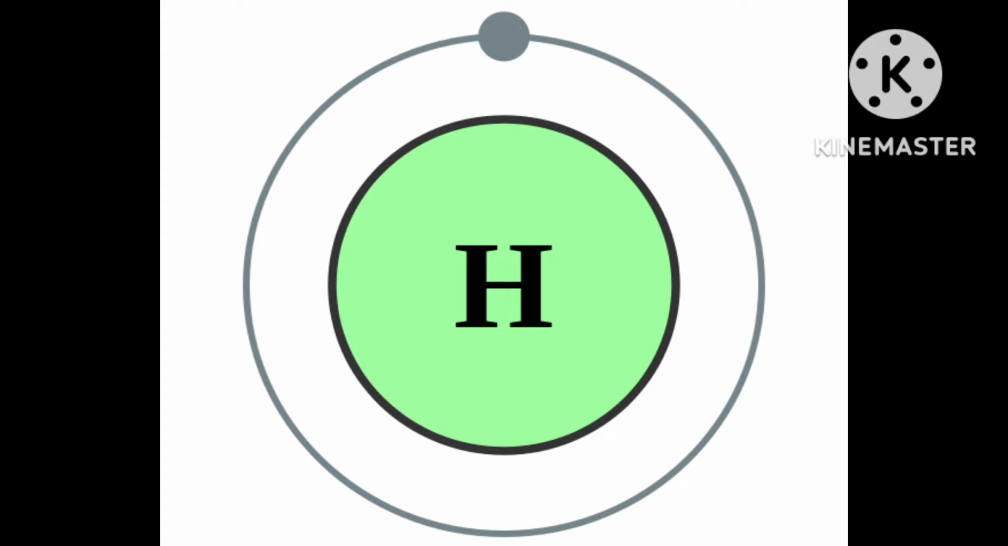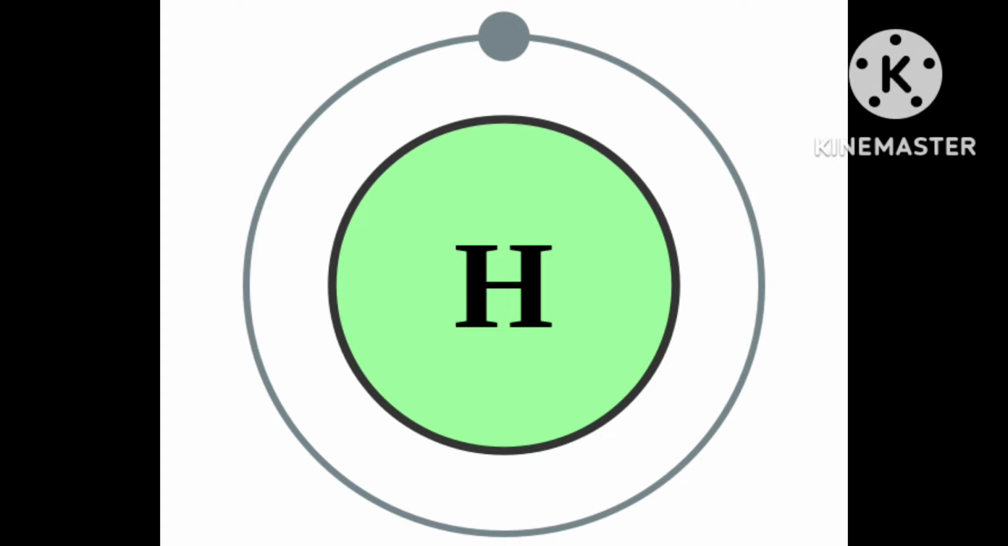Okay. Now I am going to tell the position of hydrogen in the periodic table. Hydrogen is the first element in the periodic table. However, its placement in the periodic table has been a subject of discussion in the past.